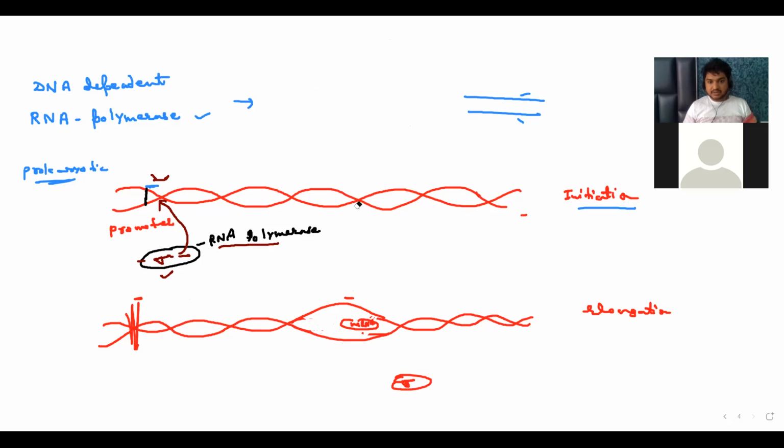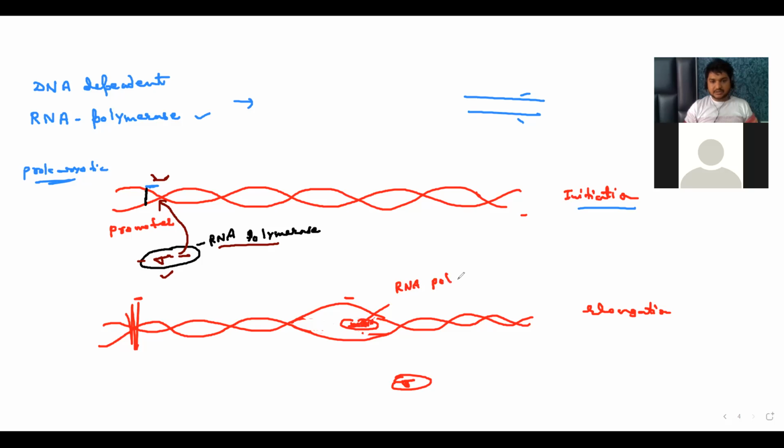One second, one second. This is the, oh my God. One second, just. Yeah. So this is known as RNA polymerase. RNA polymerase, I just wrote it there.